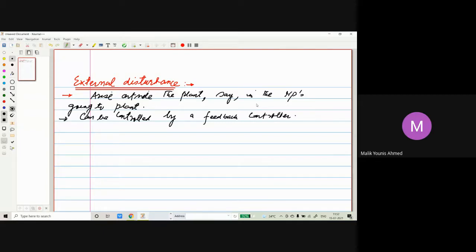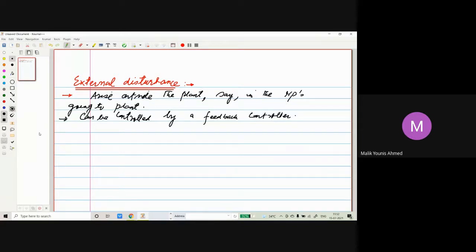It compares the actual output with the reference input. If there is a difference, it goes into the loop again and continues in the loop until we overcome that difference and it is nullified. The difference becomes very low, and we reach a point where we get the desired output. That's a feedback controller. We'll talk about this controller in more detail.